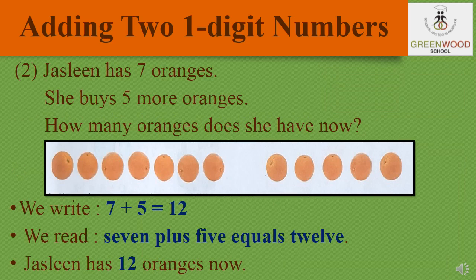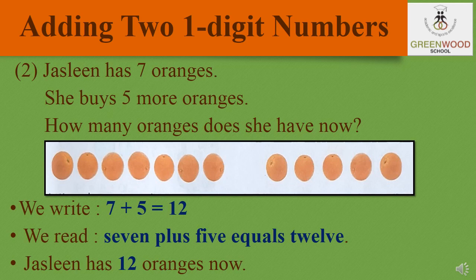Second example. Jocelyn has 7 oranges. She buys 5 more oranges. How many oranges does she have now? Do you remember how to do addition? Now we have two numbers, 7 and 5. So bigger number in mind, smaller number in fingers. Which is bigger number? 7. So keep 7 in mind. The other number, 5, in hand. So take out 5 fingers.